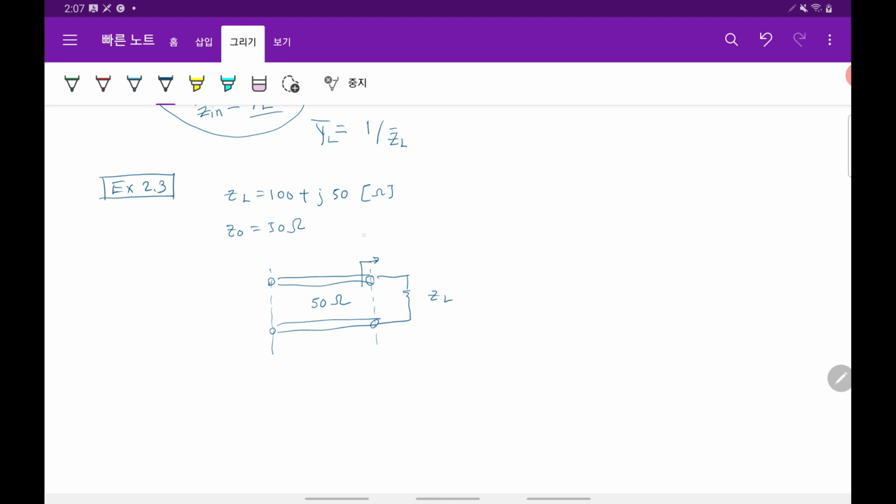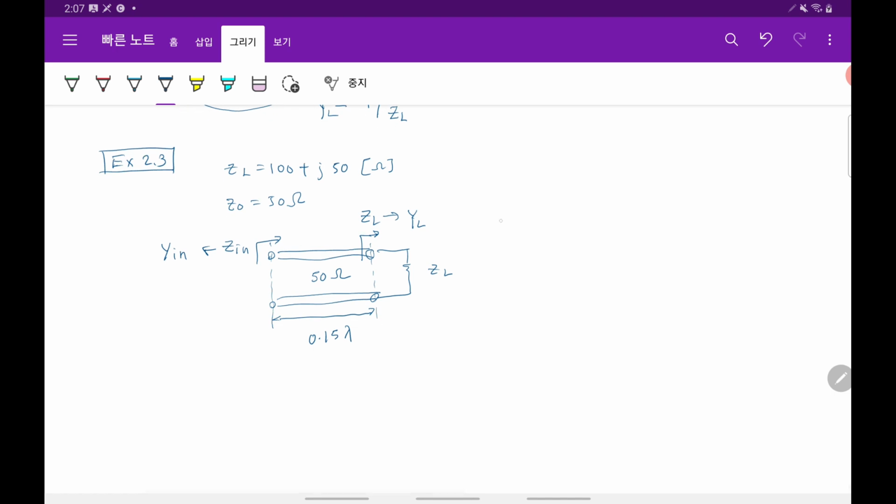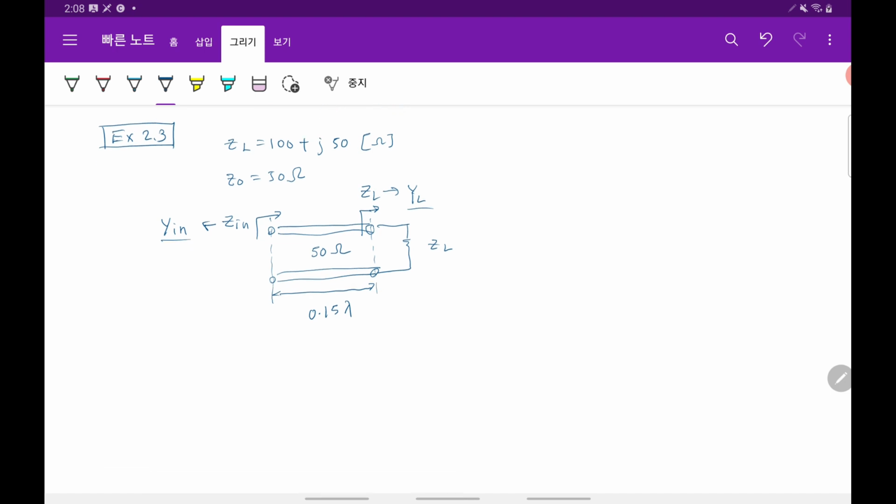So this is normalized ZL, but we can convert to YL, right? And if this length is 0.15 lambda, then we can also calculate Zin, right? So Zin also can be converted to Yin. So we can do the math, and by inverting ZL to YL, we can get the YL value. But this problem asks to use the Smith chart to get YL, the admittance.